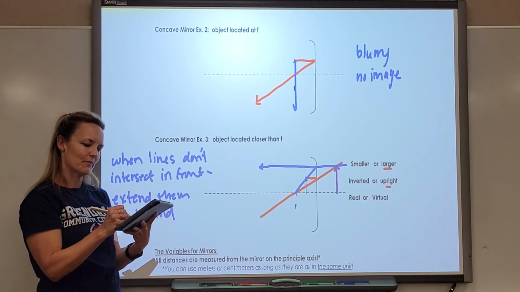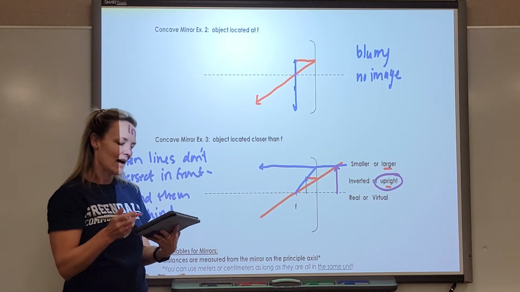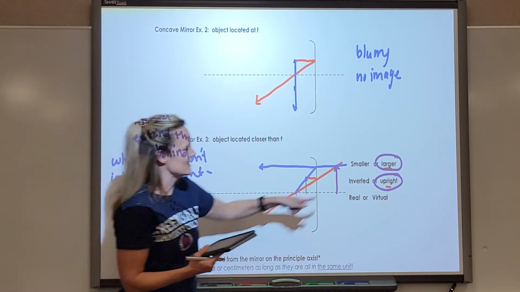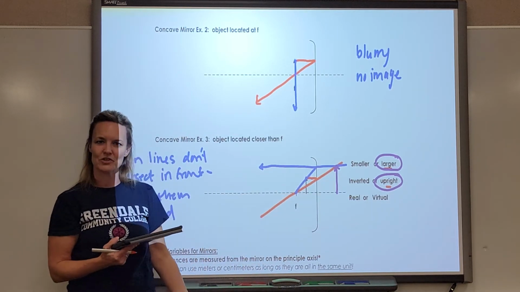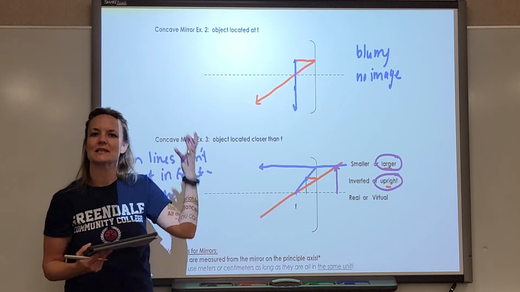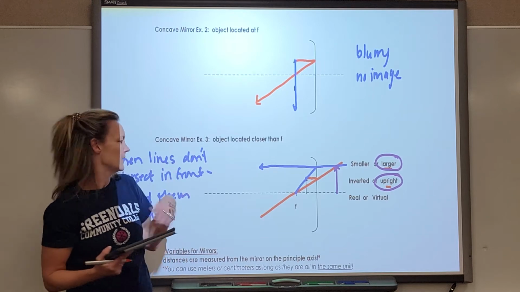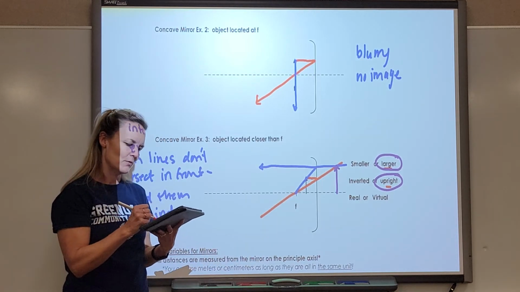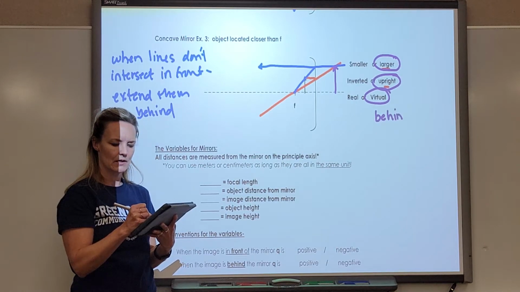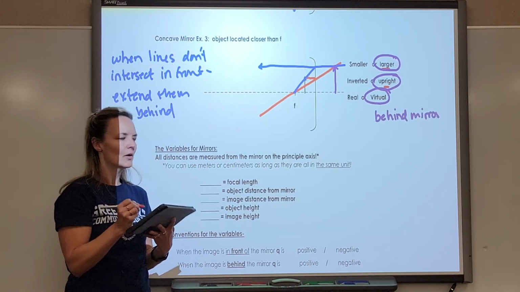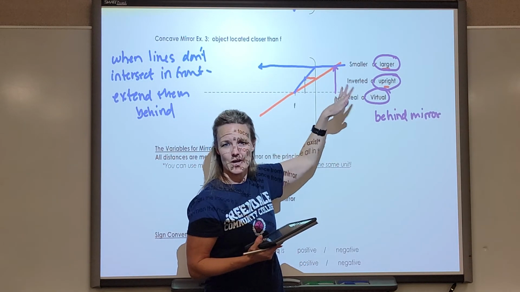I am going to see something. It is above the principal axis, so it is upright. It is larger. This arrow, what I see in the mirror, is larger than the original object looking into the mirror, which means it's going to magnify it bigger. It's like a makeup mirror. It looks really, really big. Okay, and this is what we call a virtual image because it's behind the mirror. We can't put anything back there to project. There's not actually light going behind the mirror. We just have to draw it like it does.